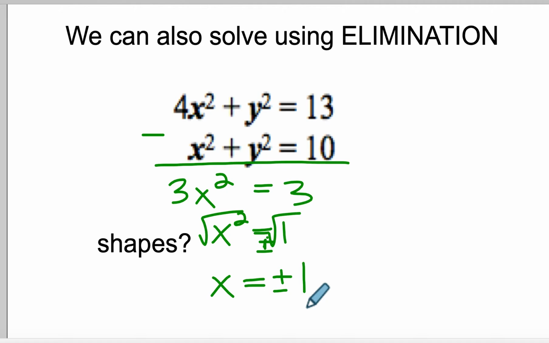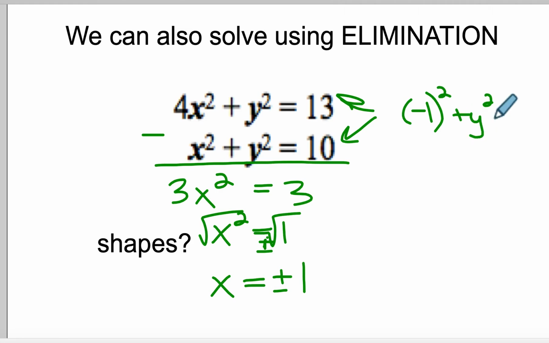So when I plug in my two x values, I'll try positive 1 first. And again, just plug it into one of the two equations. It doesn't really matter. The bottom one looks a little easier. Whoops, I'll do negative 1 first since I wrote it. Negative 1 squared plus y squared equals 10. And then negative 1 squared is 1. So I'm going to get y squared equals 10 minus 1, so 9. And I'll get y equals plus and minus 3.